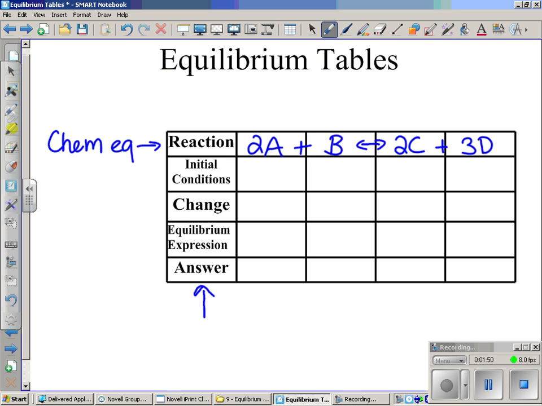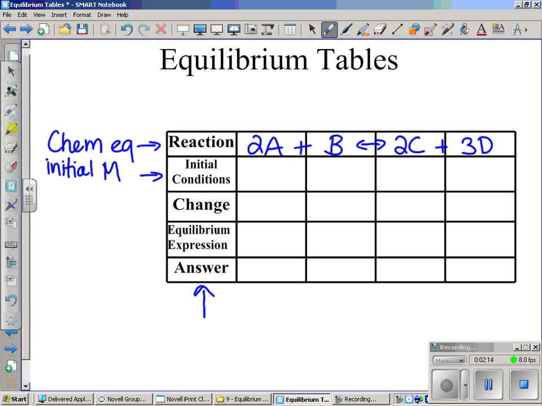Now, the next box says initial conditions. For now, we're going to do some other types of problems, but for now, these are going to be your initial molarities. Okay, your initial molarity. So the problem's going to say you start by putting in some amount into your flask. So you're not at equilibrium yet. Those are initial values prior to reaching equilibrium.